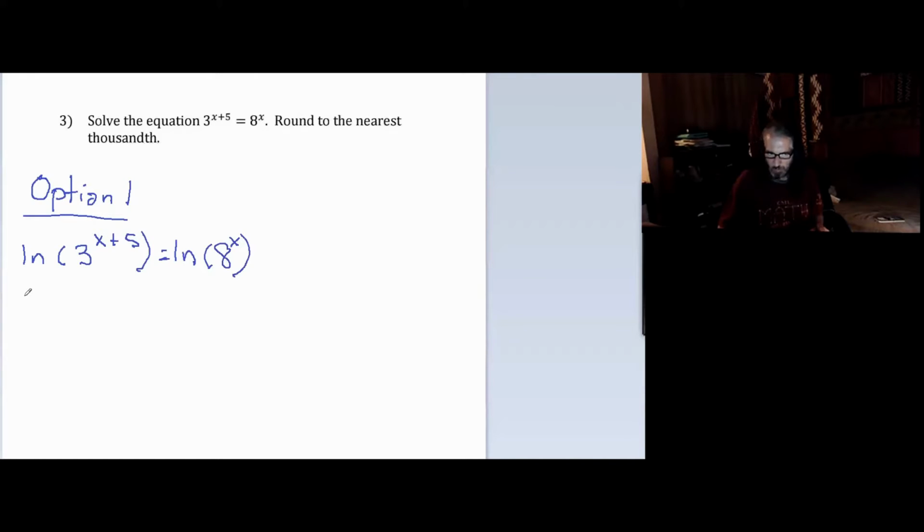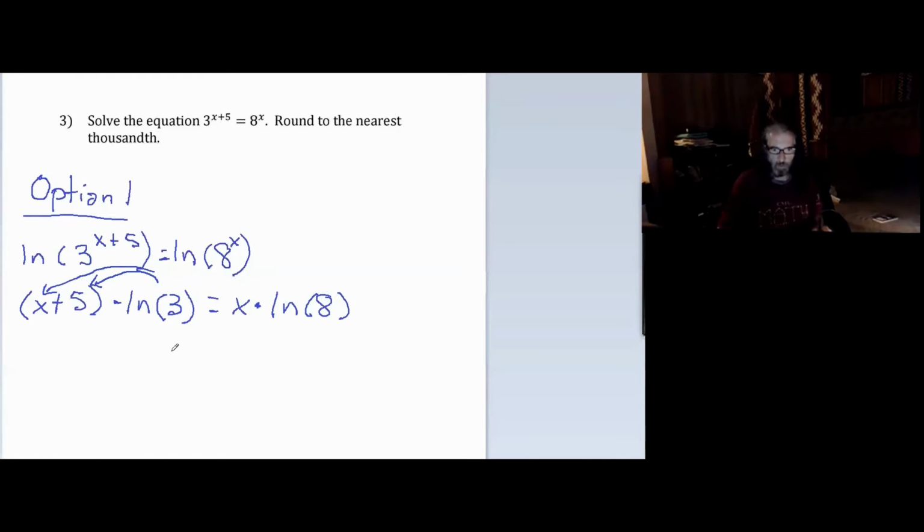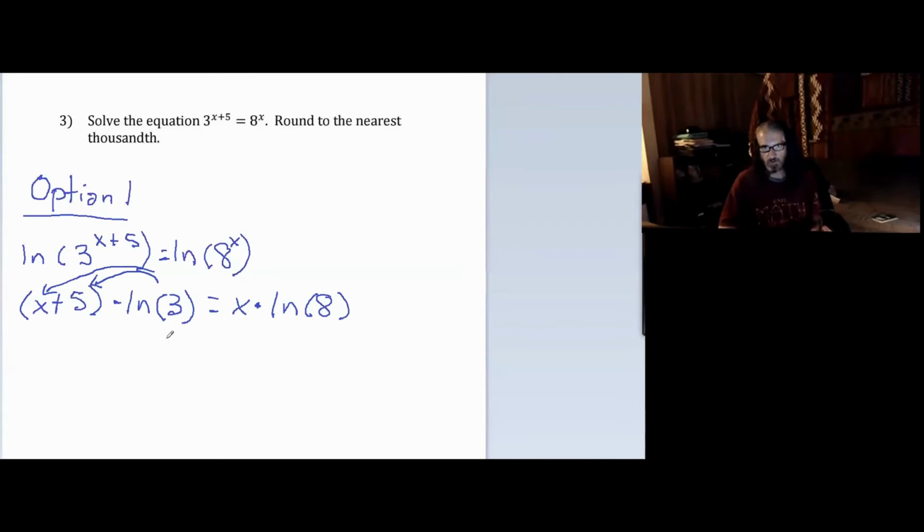Apply the power rule. Well, here you have to be very careful on this left-hand side. That entire exponent is x plus 5. And we have to apply the power rule for logarithms on the right-hand side as well. Usually what we see being done is distributing that number. Natural log of a number is a number, as long as it's within the domain. So some number that we're just writing as natural log of 3 is going to get distributed to the x plus 5.